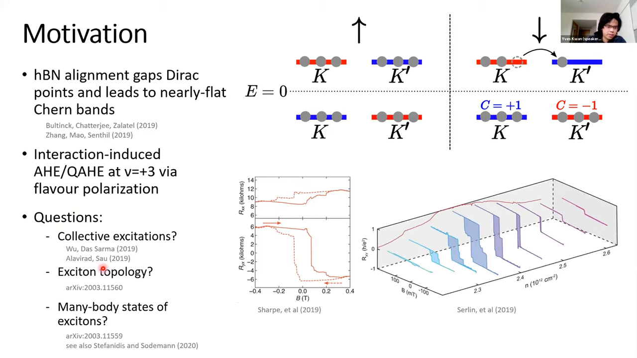And an obvious question is, what are the spectra of these collective excitations? This has already been addressed to some degree by these references. But moreover, we're also interested now in the topology of these excitons, right? The idea is that the underlying single particle bands are topological, so maybe the excitons inherit some topology from them. And this is addressed in this paper. And based on these results, we next speculate on the possibility for more exotic many-body states of excitons. And this is in this paper, but also see this other paper, which has related ideas.